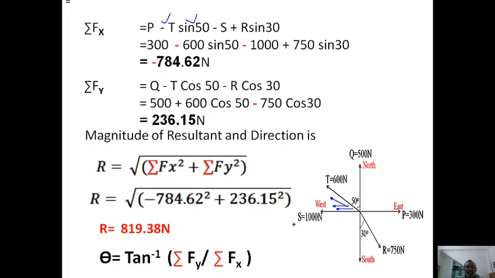The force S is purely along the negative x-axis, hence I have taken it as minus S, and the force R is inclined, and hence it again has to be resolved. The resolution components in the x-axis and y-axis should be derived. So for our sigma Fx, we should concentrate on the x direction.